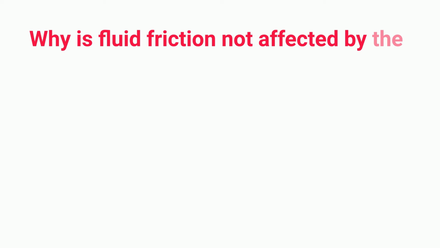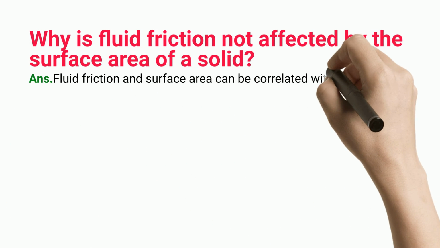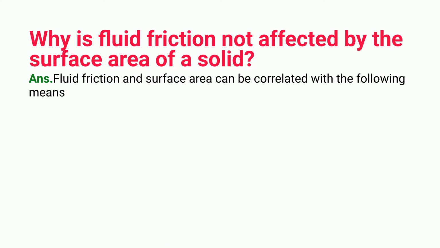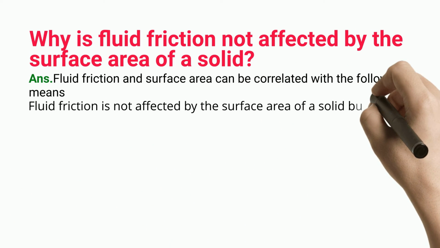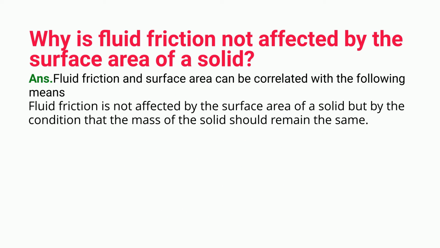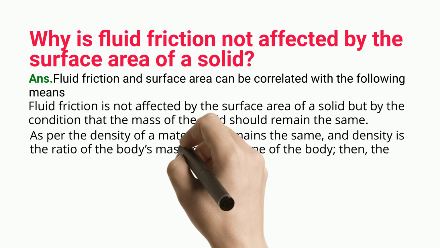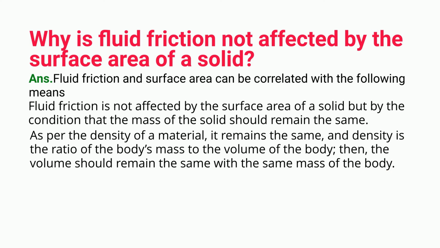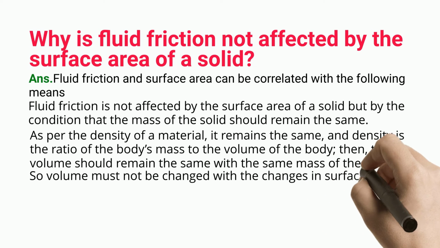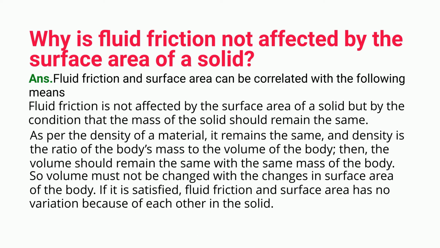Why is fluid friction not affected by the surface area of a solid? Fluid friction and surface area can be correlated in the following way. Fluid friction is not affected by the surface area of a solid, under the condition that the mass of the solid remains the same. The density of a material remains the same, and density is the ratio of the body's mass to the volume of the body. Then the volume should remain the same with the same mass of the body. So volume must not change with changes in the surface area of the body. If this is satisfied, fluid friction and surface area have no variation because of each other in the solid.